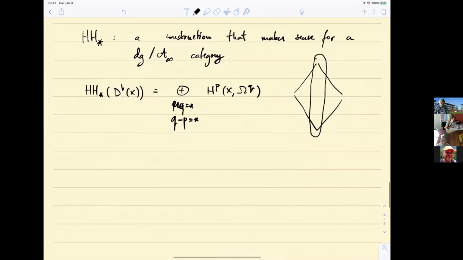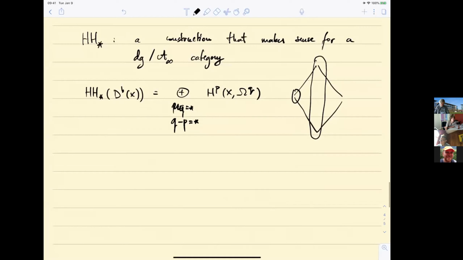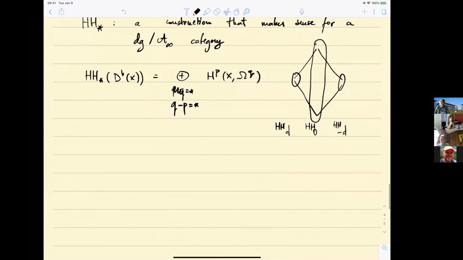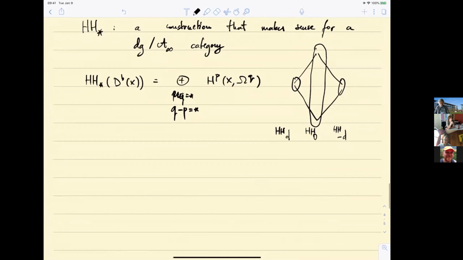So what you should think about is that this is graded from minus the dimension to plus the dimension. This is 0, and this is HH D, and this is HH minus D. So you're summing up the groups that appear on the verticals, not on the horizontals, of the Hodge diamond. All right. This sounds like a nice thing.